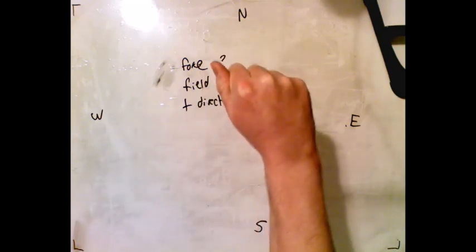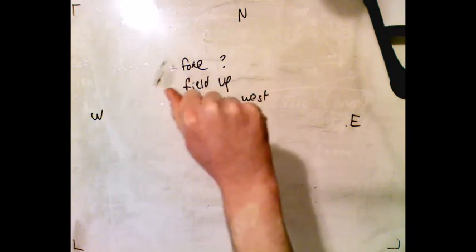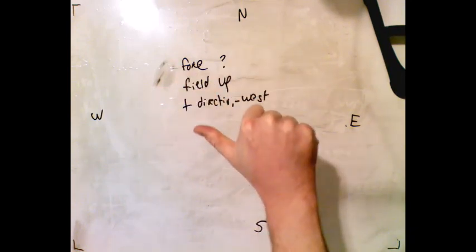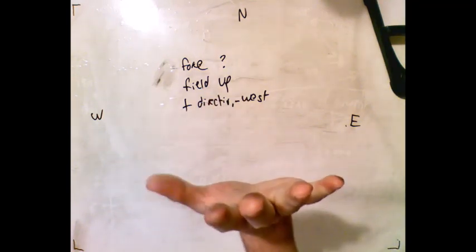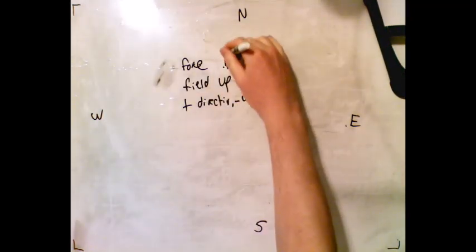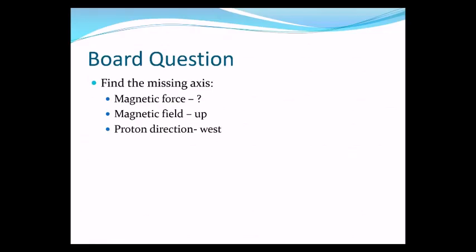So first thing I'm going to do is grab my trusty right hand, and I want the direction of my thumb, which is my proton, to be going to the west. My field is up, so you can see that my palm is pushing it to the north. Okay, and yeah, pause these board questions, try it yourself, and then watch me go through it. So let's try another board question.